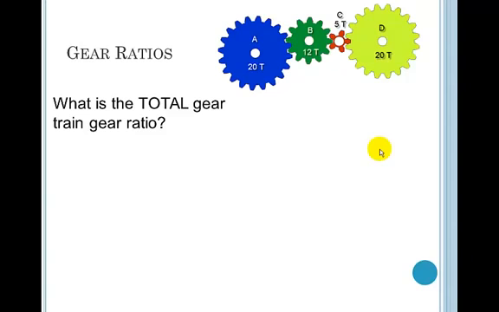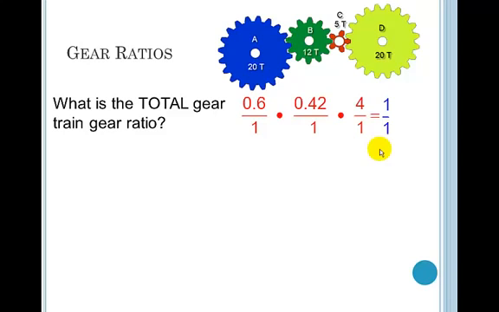So what's the total gear ratio of that train? We multiply the individual gear ratios together. We do 0.6 times 0.42 times 4 over 1, and that works out to be 1 over 1.